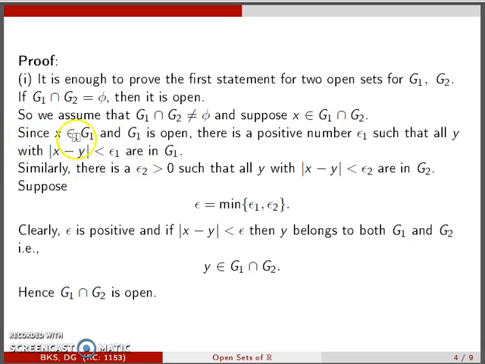Since Z1 is open and x belongs to Z1, you'll find some epsilon 1 greater than 0 such that all y with this property are in Z1, and so on for epsilon 2: all y satisfying this property are in Z2. Of this epsilon 1 and epsilon 2, both are positive, so take epsilon to be the minimum of epsilon 1 and epsilon 2. Again, epsilon is positive, and again all y satisfying this property are going to be both in Z1 and Z2. That means y belongs to Z1 intersection Z2, and by definition Z1 intersection Z2 is open.